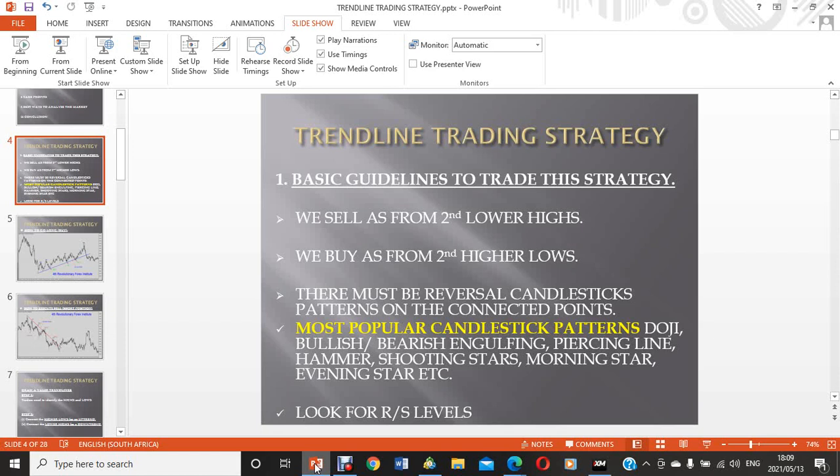We look for buy positions when the price is within a demand level, and we look for bearish setups when the price is within a supply level. We also have a course dedicated to demand levels alone. Demand levels, traders, are very important to understand in trading because they are the key to finding the best entries in a trade. Those are the basic guidelines to trade this strategy. Now let's move forward to the examples.